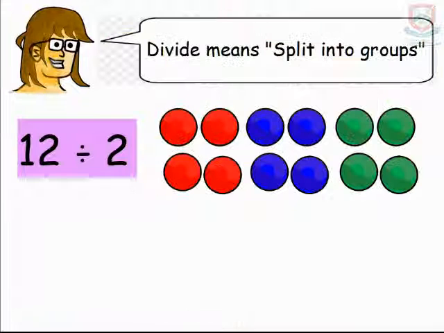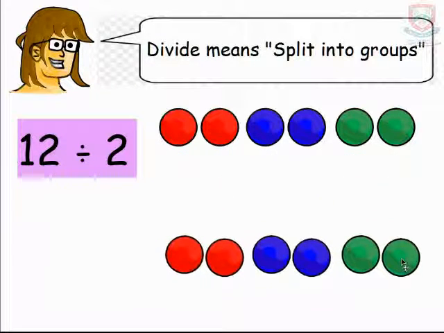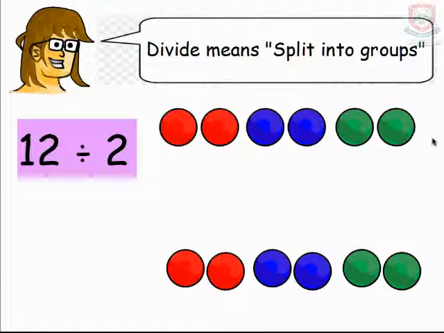So what does it mean by divide? Well, the easiest way to think of it is divide means split into groups. So here I have 12 coloured circles. I'm going to look at the question 12 divided by 2. Now this could mean one of two things. It could mean split 12 into two groups. So how many is in each group? If we split those into two equally sized groups, we can see that each group has 6 circles in. So therefore the answer would be 6.